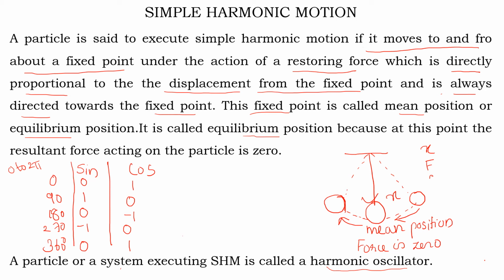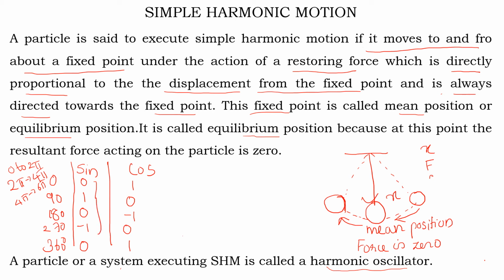Then if we consider the angles from 360 to 720, the values will be the same: 0, 1, 0, minus 1. Similarly for cosine: 1, 0, minus 1, 0. That is, if we consider the value of a sine or cosine function from 0 to 2 pi, or 2 pi to 4 pi radians, or 4 pi to 6 pi radians, the values will repeat: 0, 1, 0, minus 1.